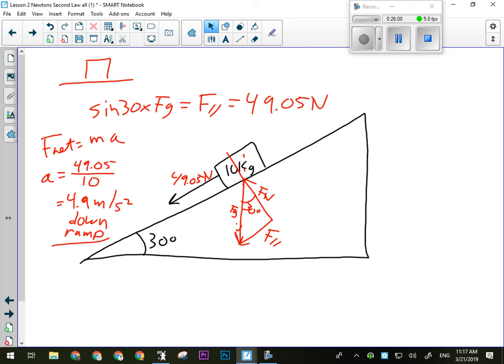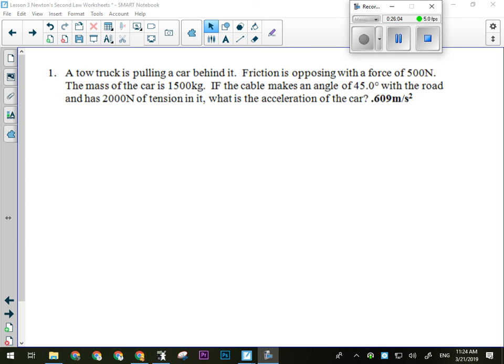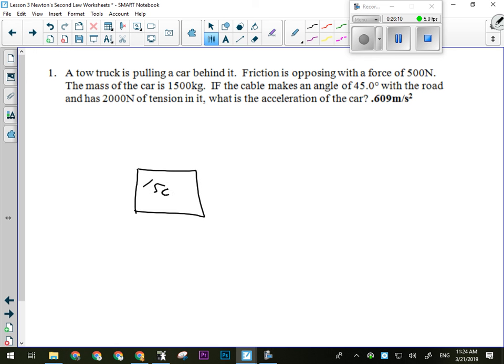I want you guys to try in the workbook a couple of questions here. I'm just going to list them. For question number 1, we've got a tow truck that's pulling this car. The car is 1,500 kilograms, and it's being pulled at a 45-degree angle with the road. There's 2,000 newtons worth of tension in the cable.